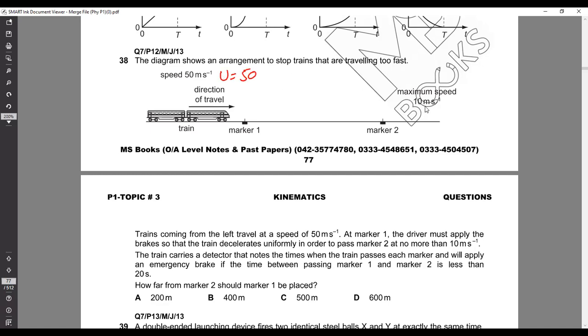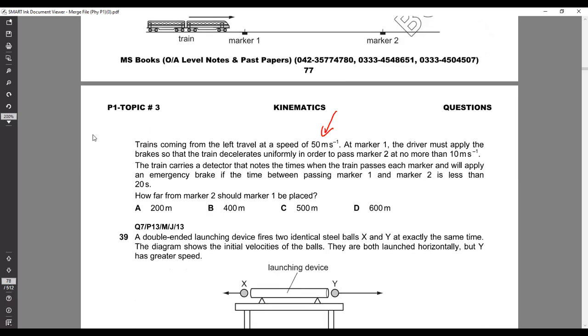Maximum speed is 10 meters per second, traveling to the far... the comma, 50 meters per second. The question is actually starting from here. The above is just information. So the initial speed is 50 meters per second.